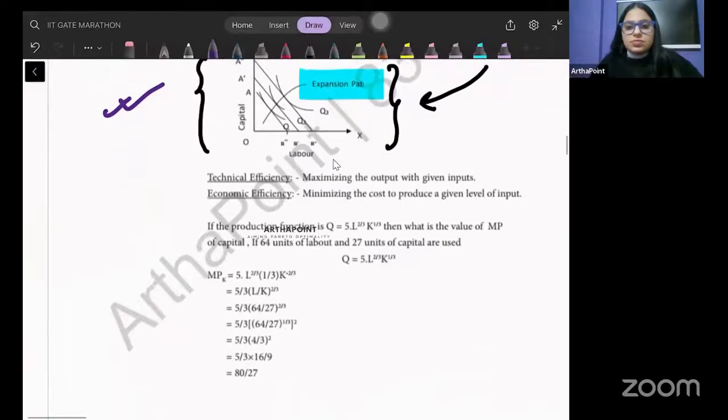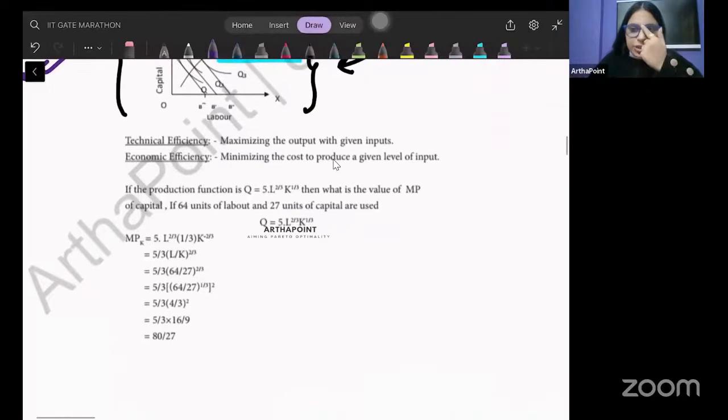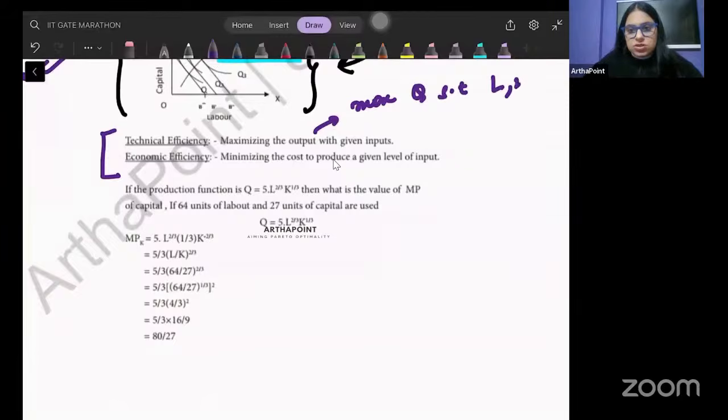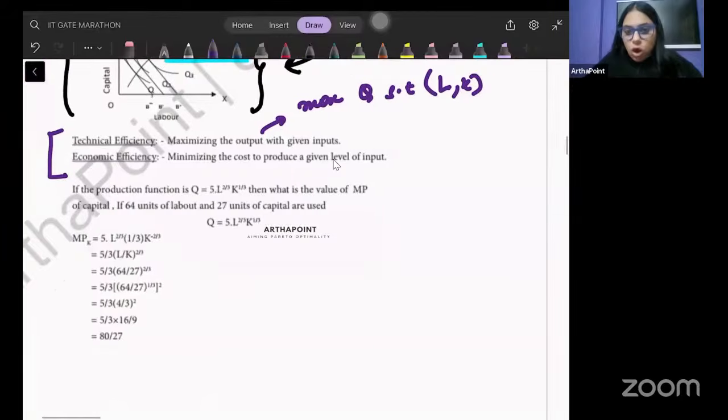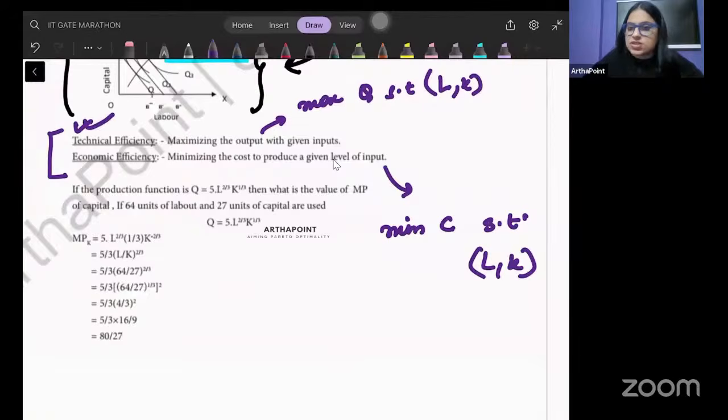Right? Okay. ये definition एक बारी बेटा देख लेना. Technical efficiency says that you are maximizing your output subject to given inputs. And economic efficiency says that you are minimizing your cost subject to given level of inputs. This is just a term. So if you see the word technical efficiency, you will be maximizing your output. If you see the term economic efficiency, you will be minimizing your cost.